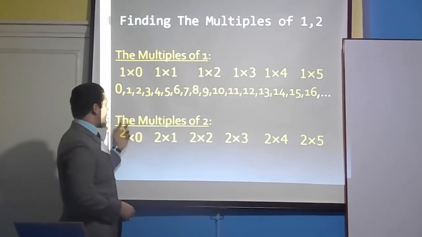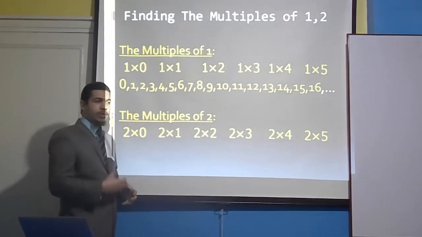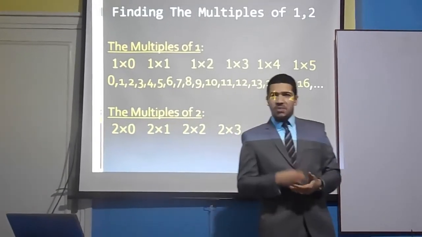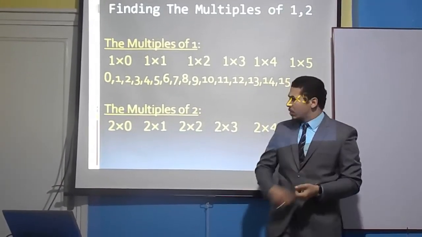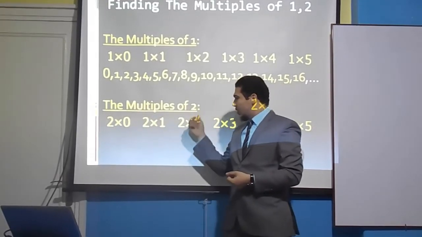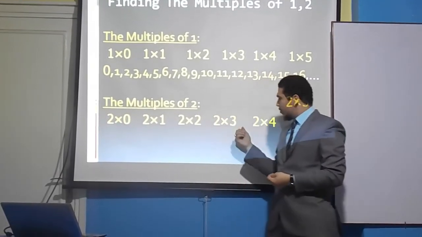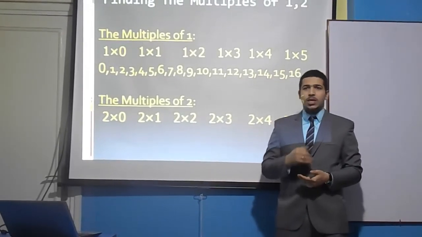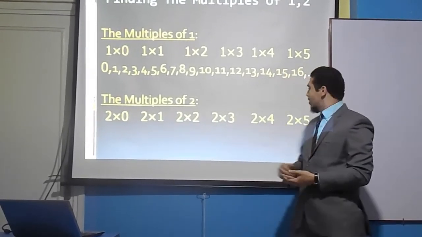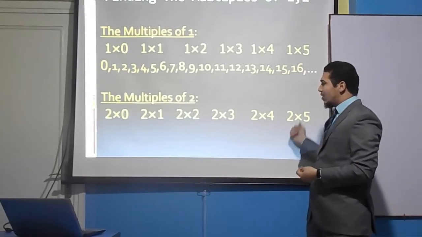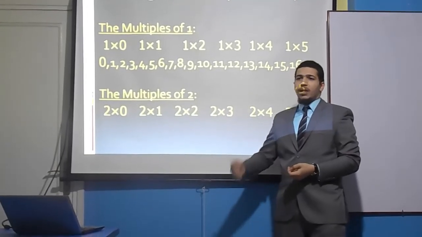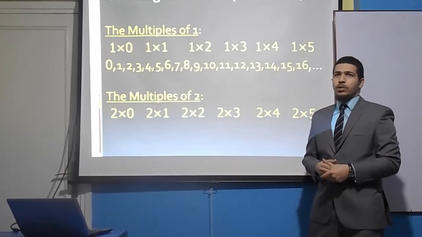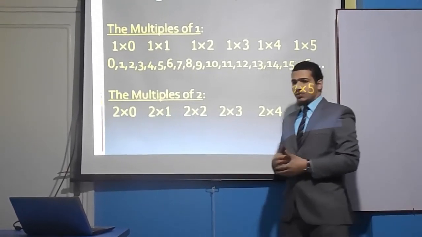Now we can find the multiples of another number, which is 2. How can I find the multiples of 2? Multiples of 2 mean, again, repeating 2 only 1 time, only 2 times, only 3 times, only 4 times, only 5 times, and so on. And we must realize that 2 times 5 is not the only multiple of 2. We can find other multiples of 2. How? 2 times any integer you want.